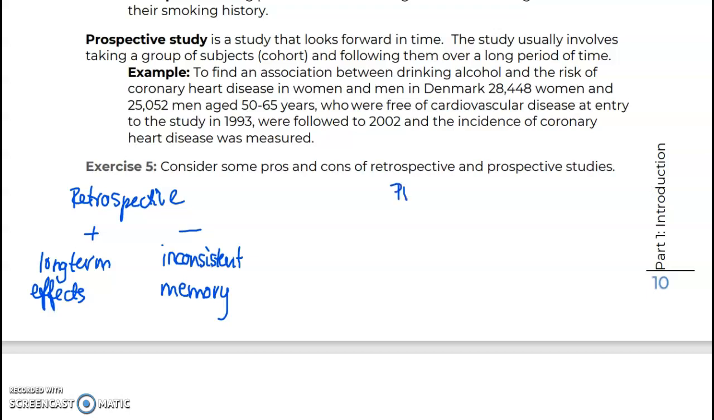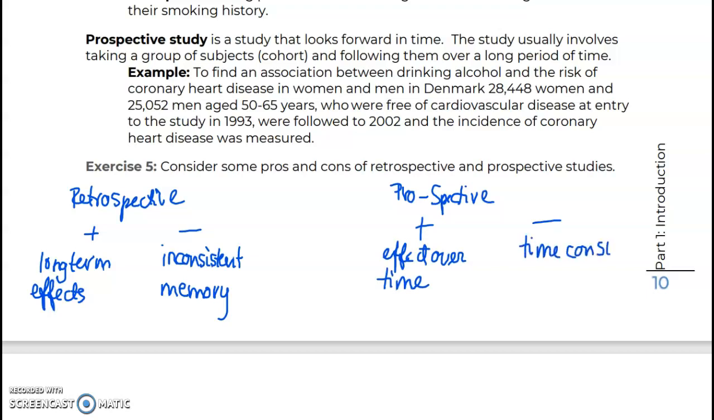For the prospective, again, the pros could be looking at the effect over time. And the cons would be it is very time consuming, costly, and many times you will have people drop out of the study.